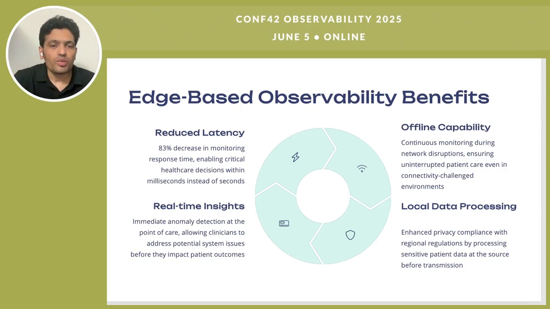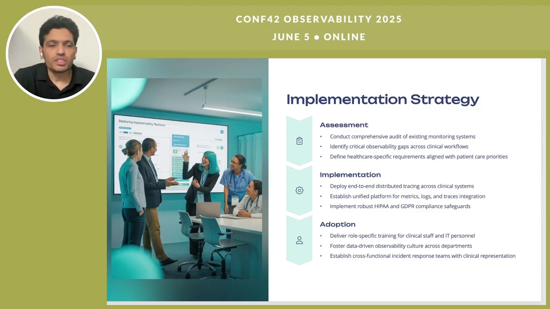So, how do we implement this? Let's look at the strategy. Implementing observability requires a structured approach. First, assessment. For assessment, it requires auditing existing systems, identifying gaps in clinical workflows, and defining healthcare specific requirements. Next, implementation. Deploying distributed tracing, integrating metrics, logs and traces into a unified platform, and ensuring HIPAA and GDPR compliance. This workflow outlines our implementation steps.